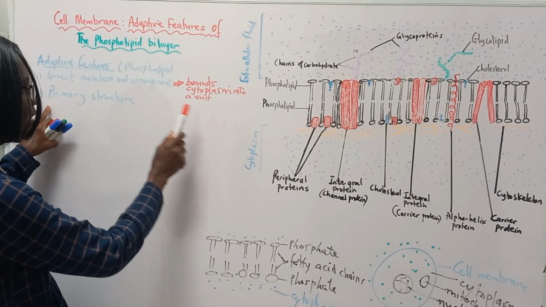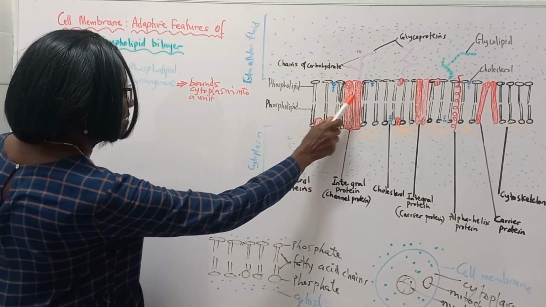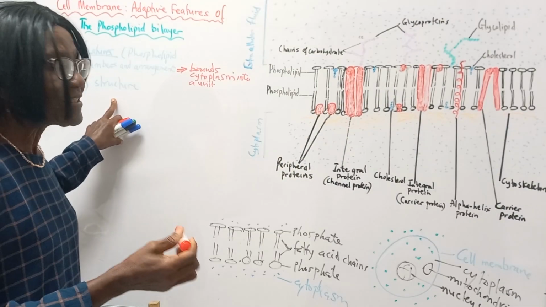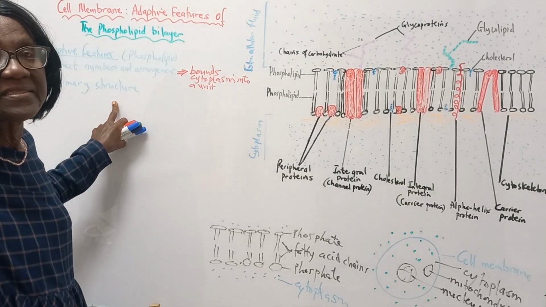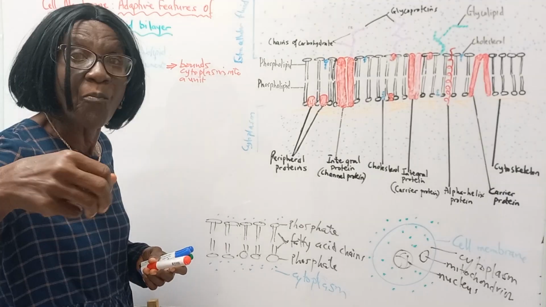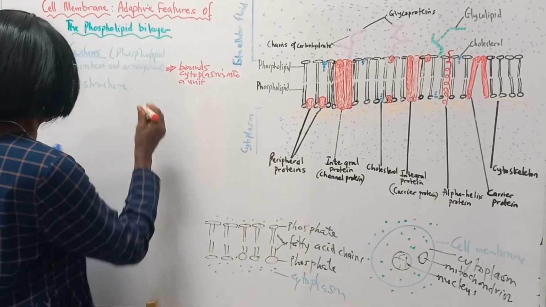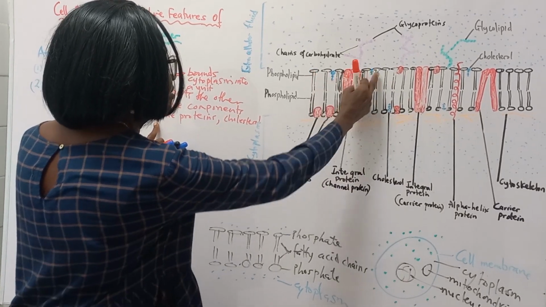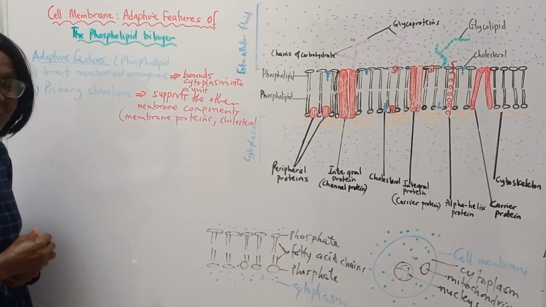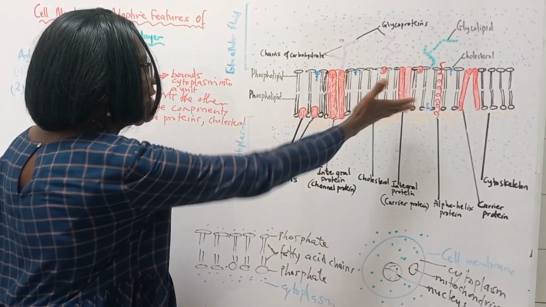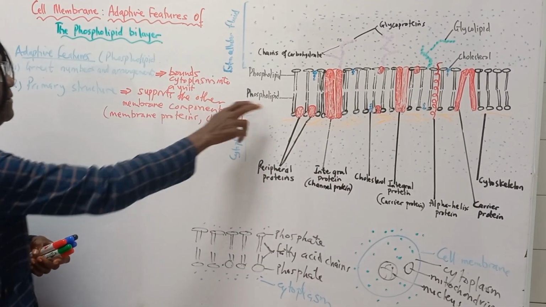Two, the phospholipid bilayer forms the primary structure that holds the other components. So it's plenty, and it supports the other components. The other components are membrane proteins and cholesterol. Good, that is one feature. Something must be there to hold the others, and that is the phospholipid bilayer.